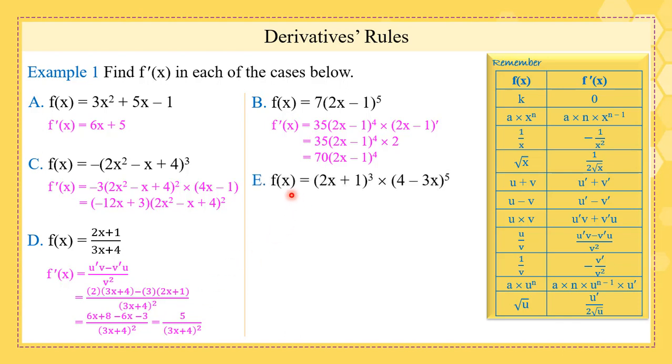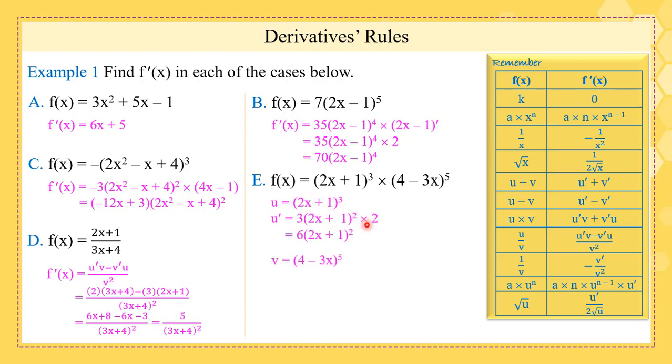Now finally, f of x is given in this form, and the general form of f in this case is u times v. So its derivative is u prime v plus v prime u. Now here, because it's a complex form, we take each one alone. If u is (2x plus 1) cubed, u prime would be 3 into (2x plus 1) squared multiplied by the derivative of 2x plus 1, which is 2.